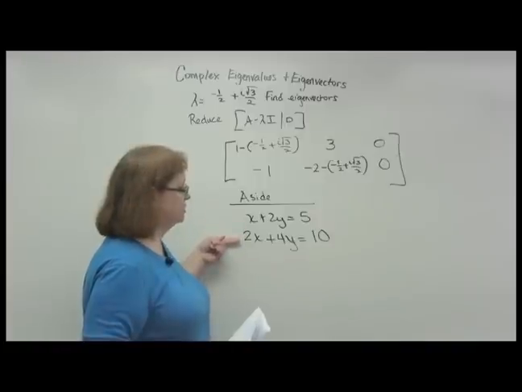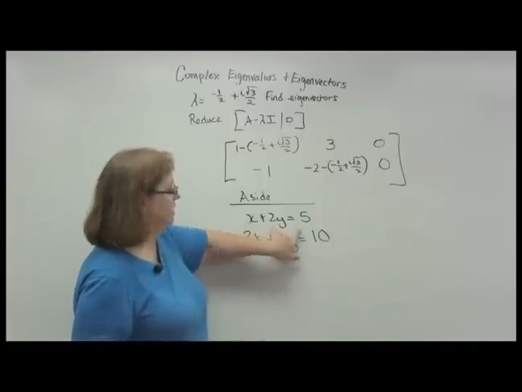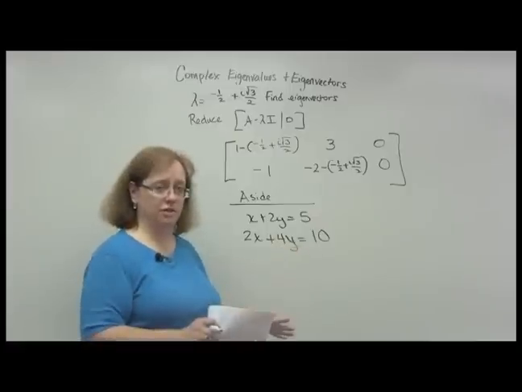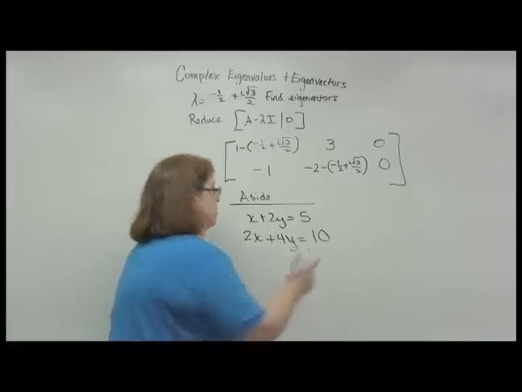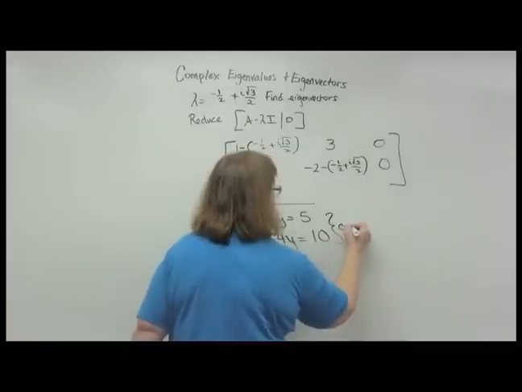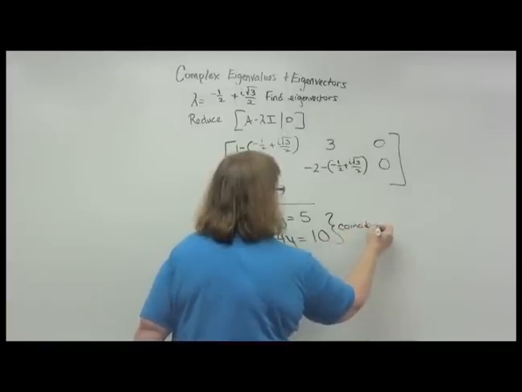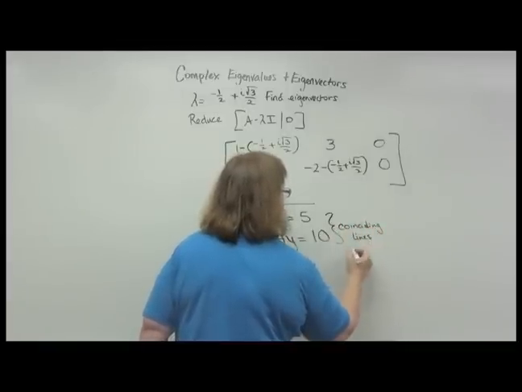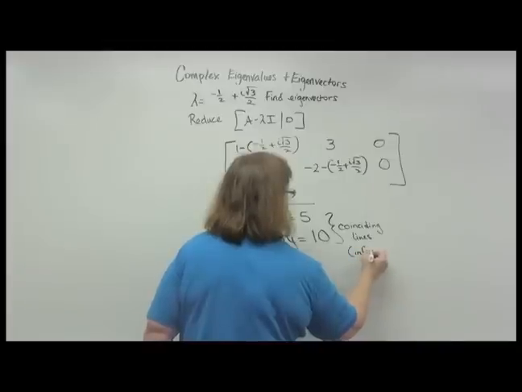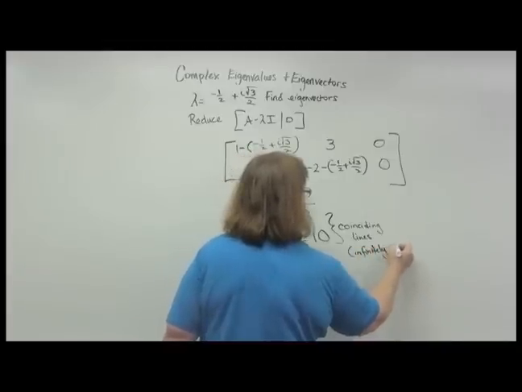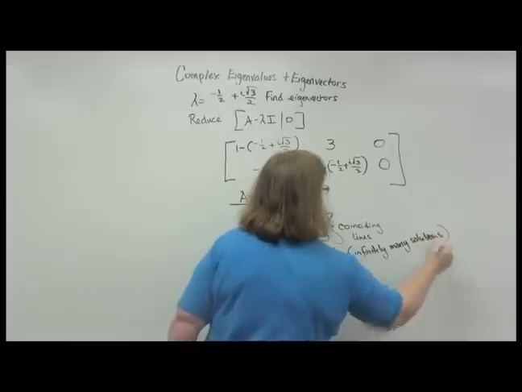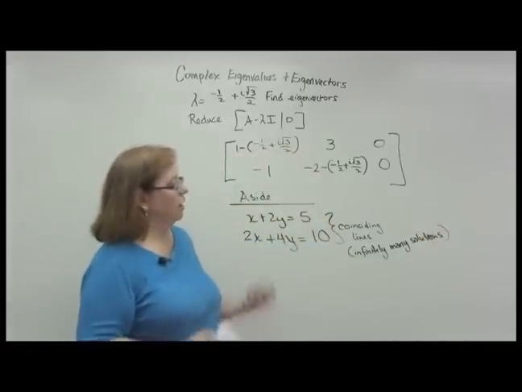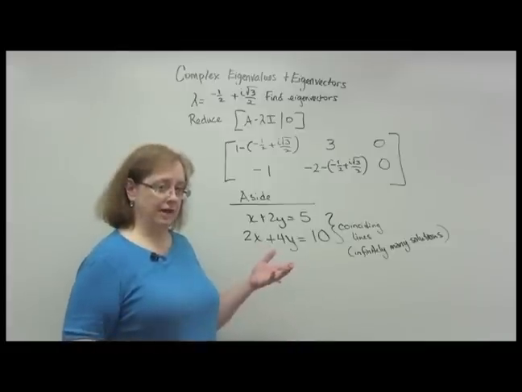I just multiplied by 2, and so if I were to graph this line, and then I graph this line, they're right on top of each other. I have infinitely many solutions. Okay, so if you will recall, these were coinciding lines. Infinitely many solutions. How many eigenvectors do we have?